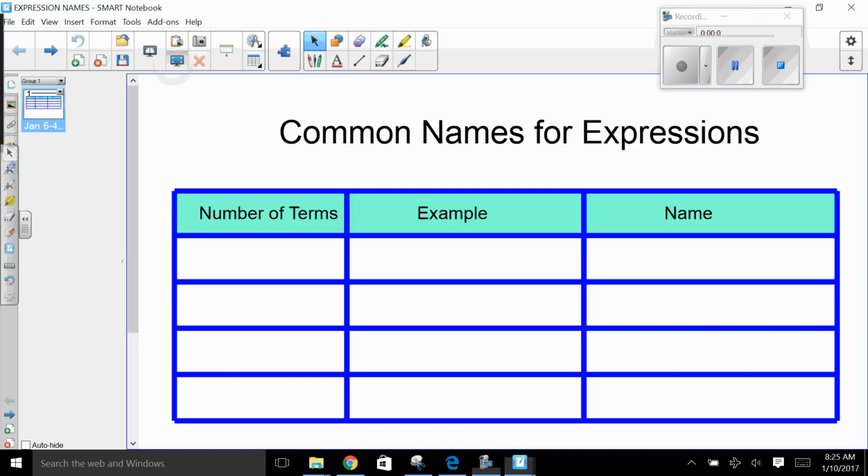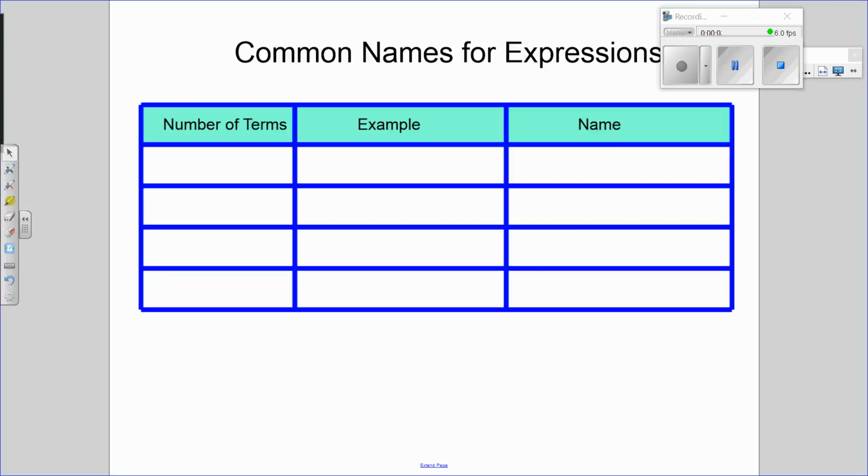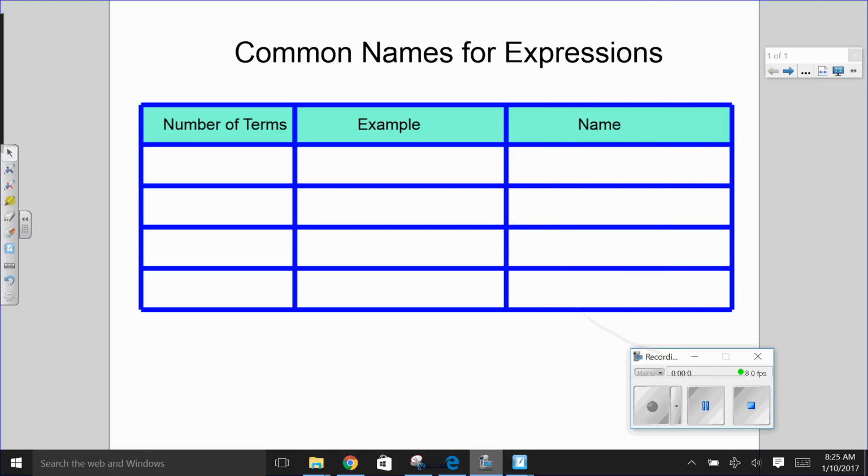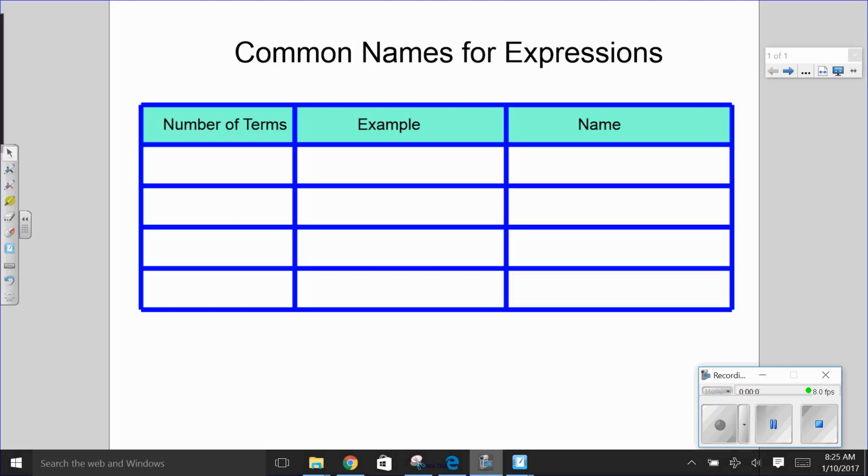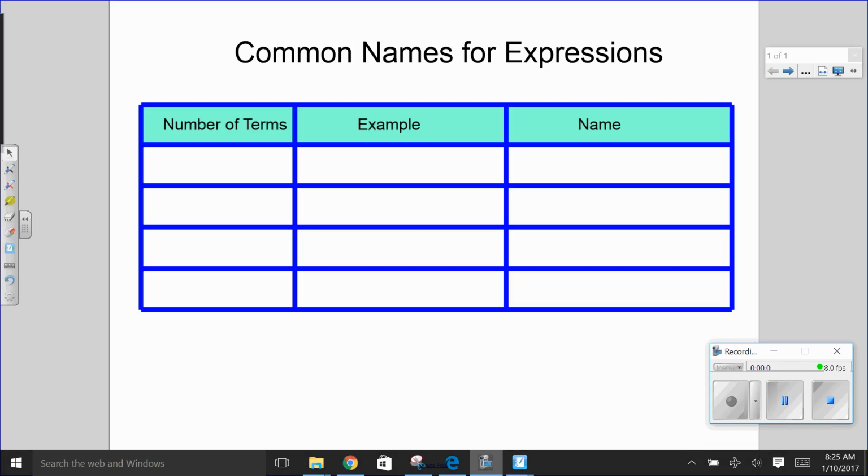Title of your notes is Common Names for Expressions. And I'll give you a few minutes to go ahead and copy down a table just like the way you see it here. So give me a 3 by 5 table on your notes. It doesn't have to be as professional looking as mine, but I'll give you a few minutes to copy a 3 by 5 table the way you see it here.